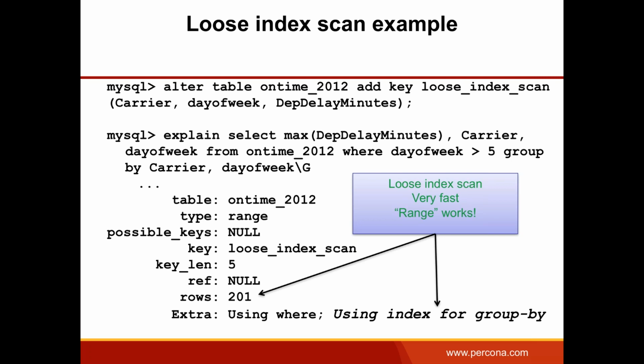In our cases, to make range work, we have to convert it to the union. Now, you don't have to do that. If you only use a max or min or some other set of functions that are supported for the loose index scan, that may be a good example. That may be a good strategy to optimize your queries with the temporary tables.